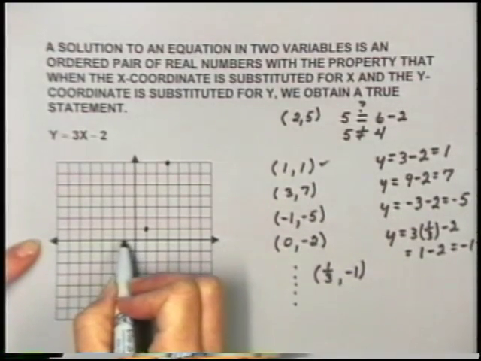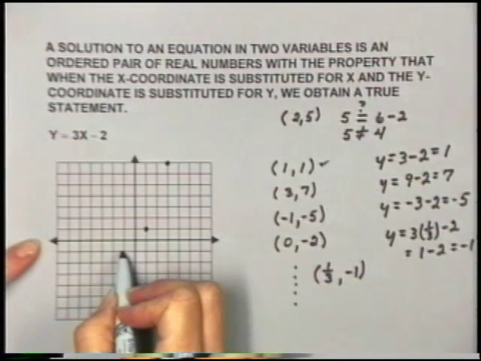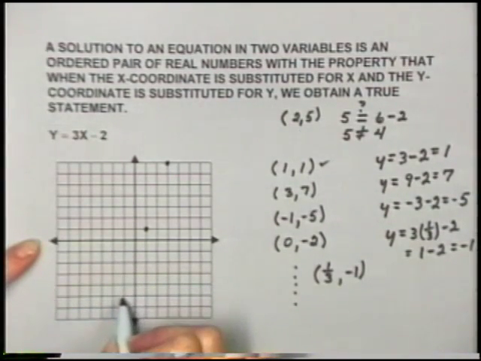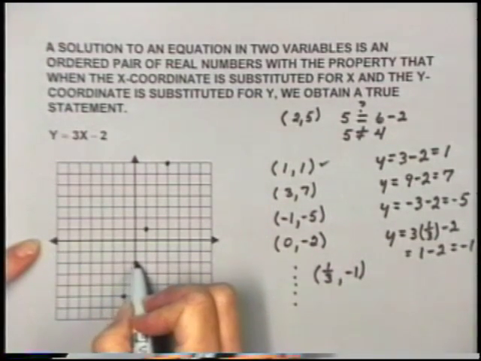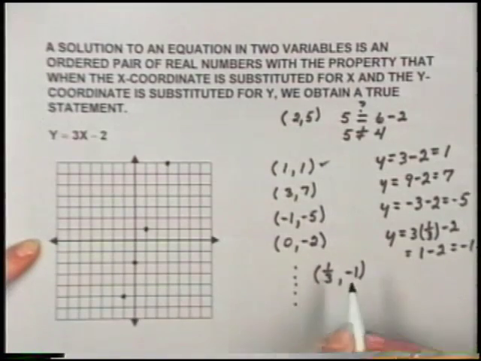At this point, x is -1, so I will go to the left 1. Y is -5. Down 1, 2, 3, 4, 5. That's this point right here. The point 0, -2: x is 0, so I do not move to the right or left. Y is -2, so I will go down 2.